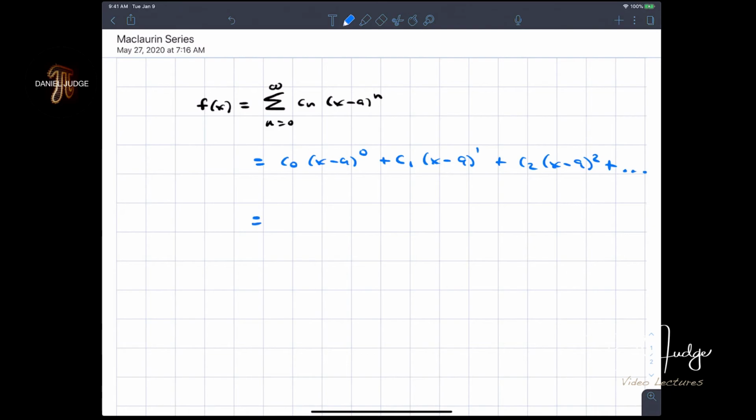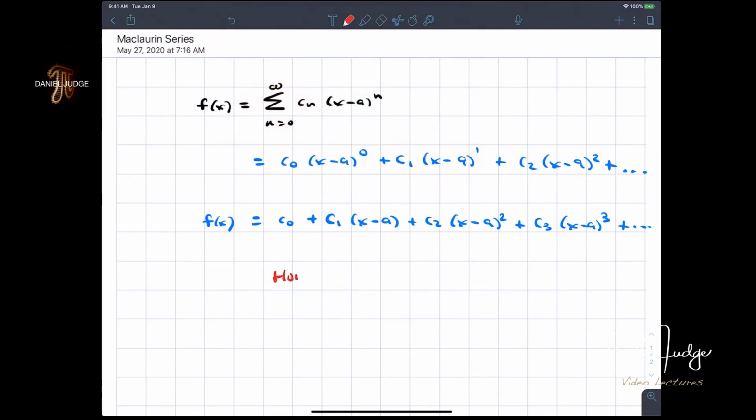If I clean this up, it's really C naught plus C1 (x minus a) plus C2 (x minus a) squared, and I'm going to add another term, (x minus a) cubed. What we see here is a way to expand a function in terms of a power series if it can be done this way, because not every function can be expanded as a power series, only some functions. So here's the definition of a power series.